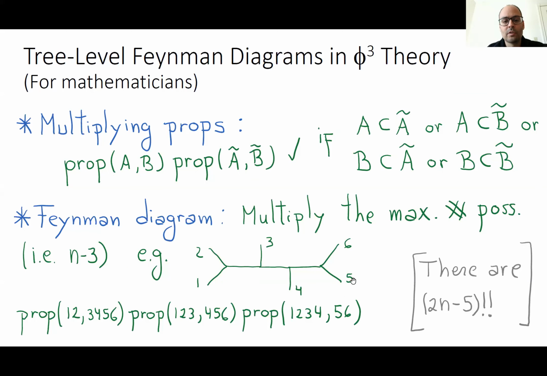Now, we construct the rational function by multiplying such propagators, and they can be multiplied if any one of these conditions is satisfied. I'll leave it as an exercise for you. It's lots of fun to see that these are precisely the conditions that in physics we use to construct Feynman diagrams. Now, the full Feynman diagram is constructed by multiplying the maximum number of possible propagators that satisfy these conditions, and it turns out that there are exactly n minus 3. So for 6 points, we have 3 propagators. This is an example. And in total, the number of Feynman diagrams is (2n-5)!!.